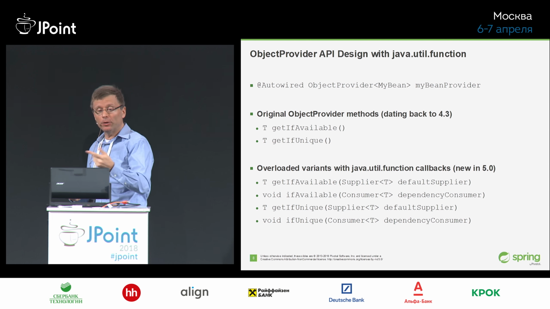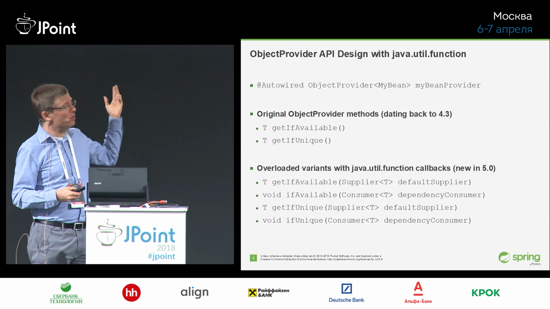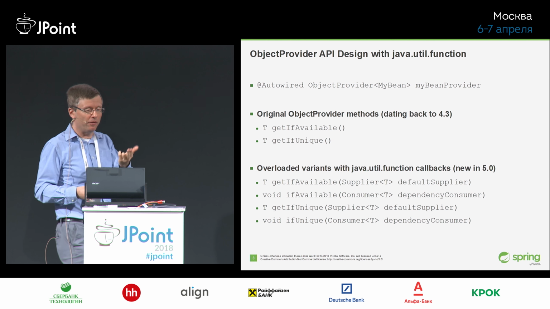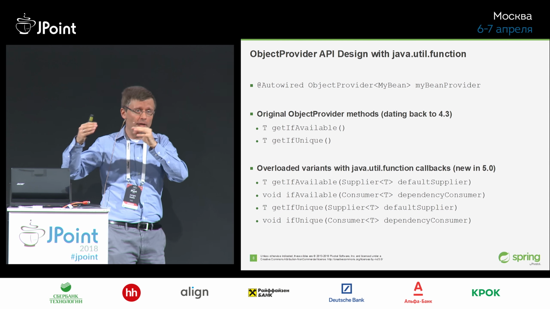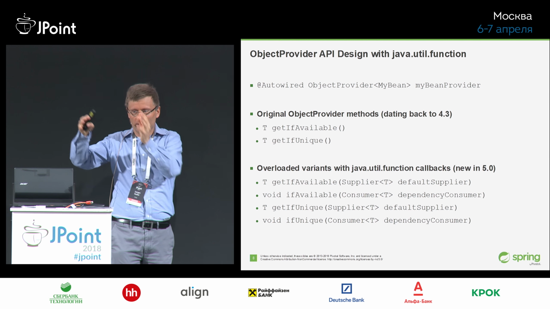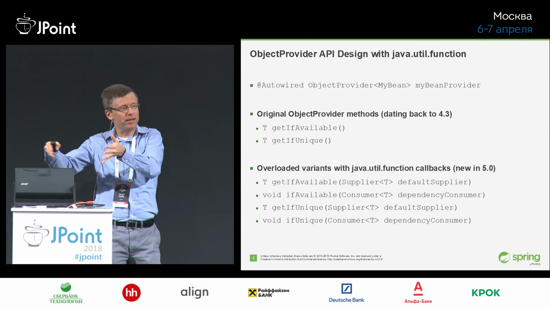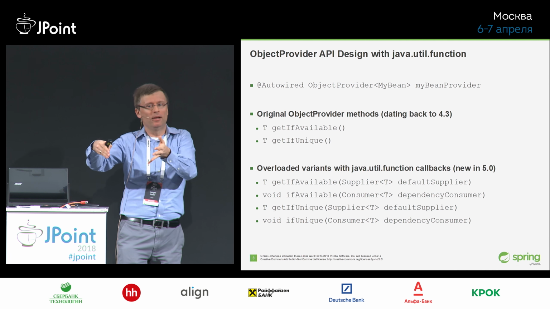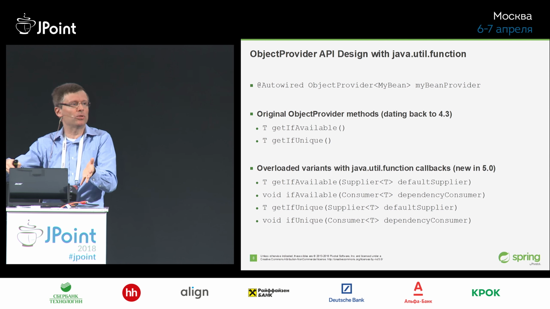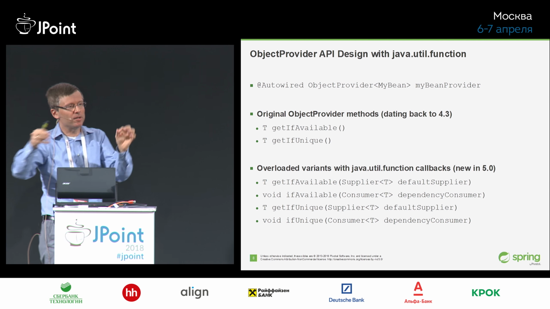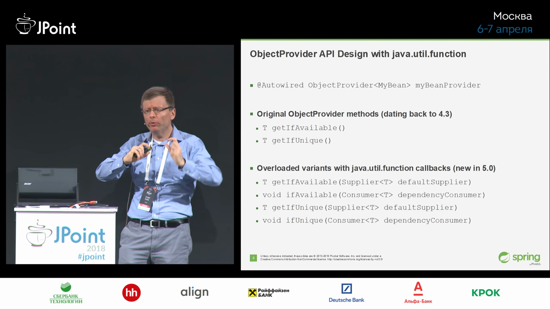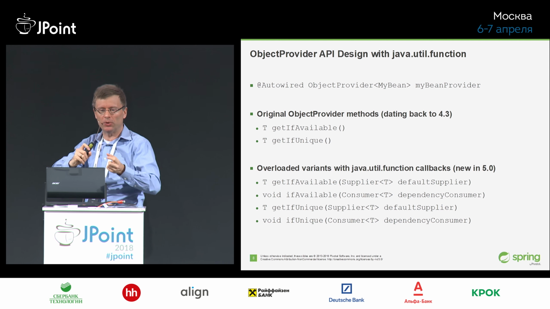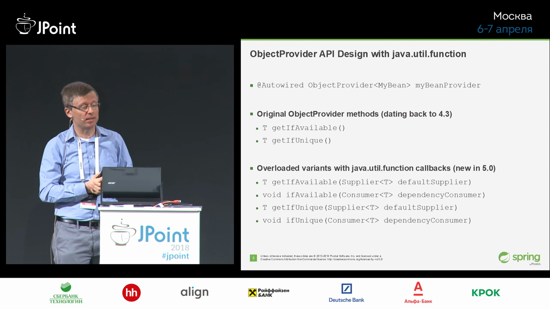The 5.0 revision of it has a few new methods now. For example, it has a getIfAvailable variant, an overloaded variant, with a default supplier. So give it to me if it's there, otherwise create a default instance here. Supplier is Java util function supplier and is usually being used with a method reference or a Java 8 Lambda expression that just says, here I'm creating the default instance, but only if it's actually being used, if there is no corresponding instance available.